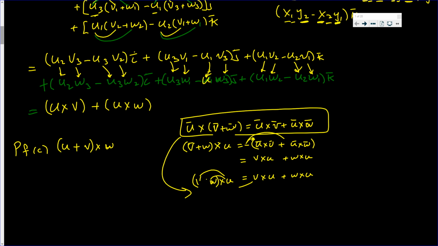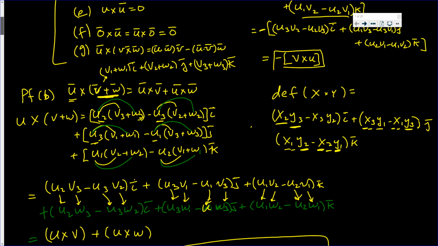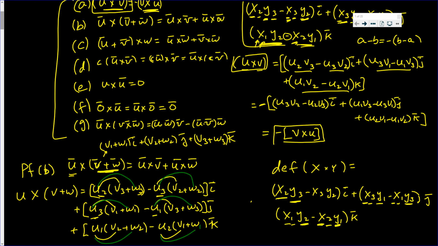Okay, so now this one here, well, we just learned what to do. This is U cross W plus V cross W, which is exactly, because you just are allowed to distribute. And that came from part B. Okay, so C, I claim, is done. Now what's D asking? Okay, D.